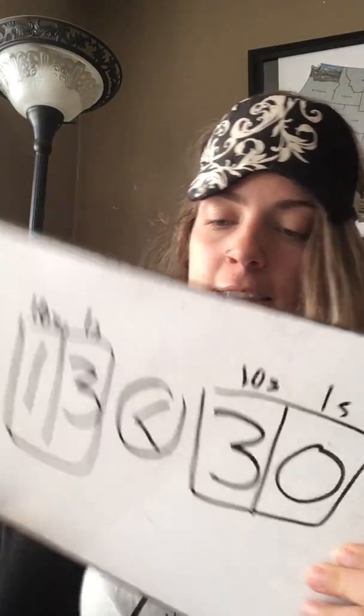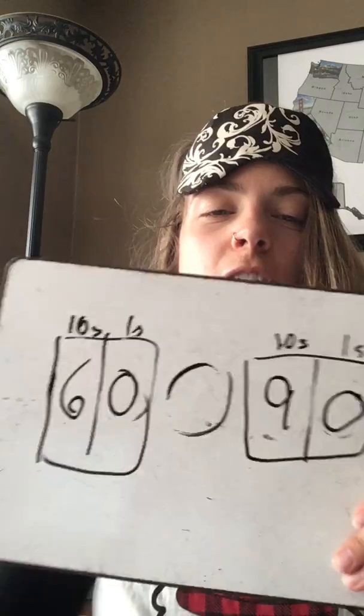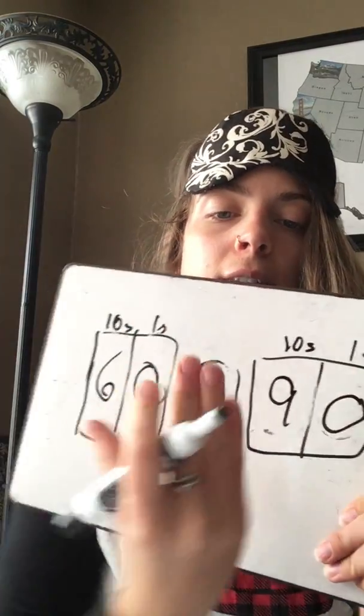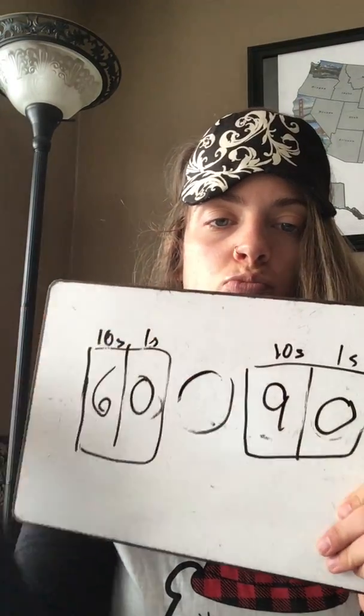Okay. All right, let's practice a couple more with those bigger numbers. And I'm going to use my place value chart to help me see our 10s and our 1s. Okay? All right, let's practice 60 and 90. Which way should our sign go? Greater than, less than, or equal to? What do you think?